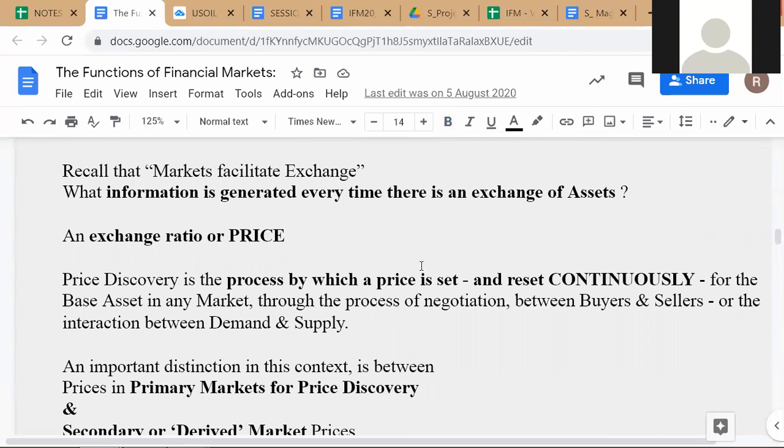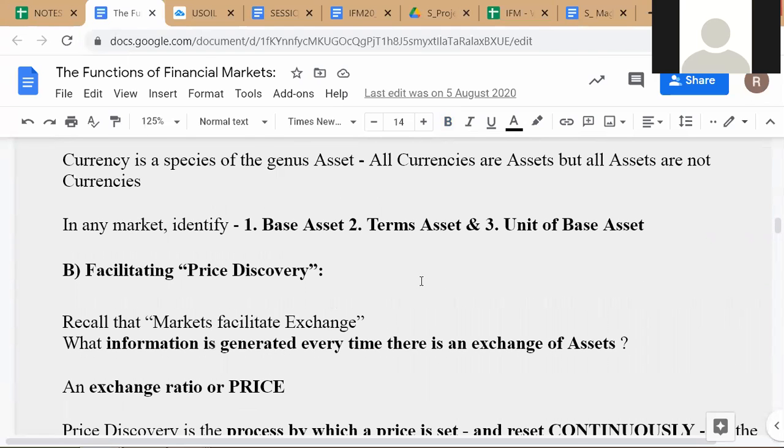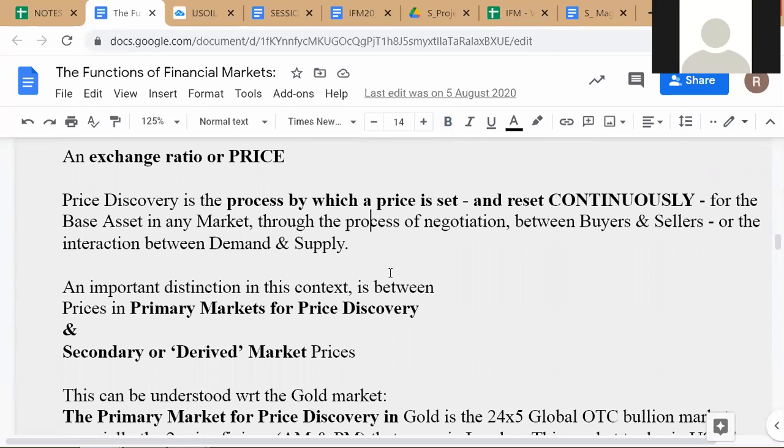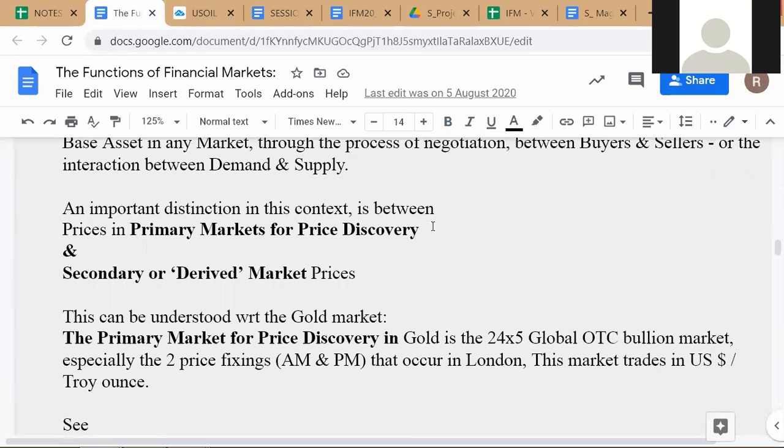So the point we're trying to make now, we defined price discovery. In price discovery, there could be many markets where a certain base asset is trading. Gold could be trading in various kinds of markets, which is what I'm trying to show you now. I'm just trying to load that website.